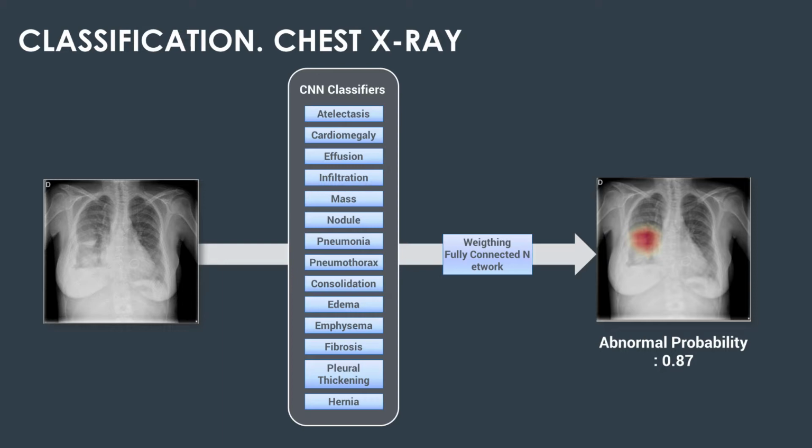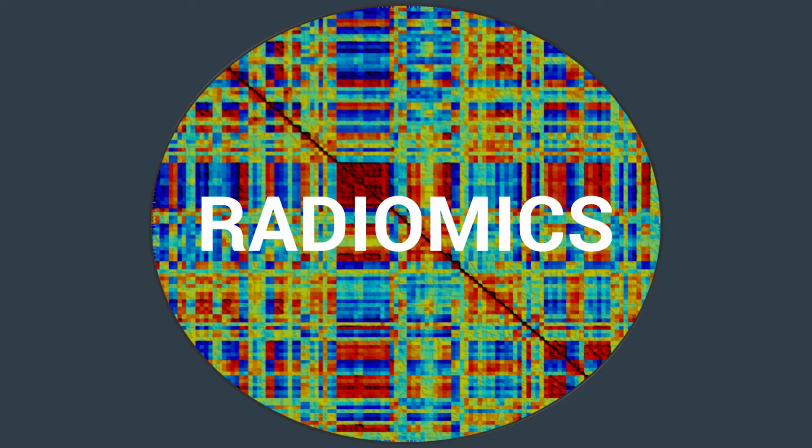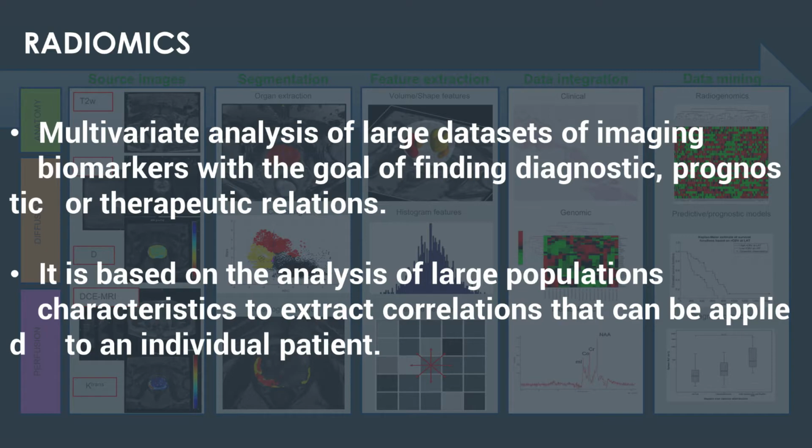And finally, I'm going to introduce a concept that is nowadays on the radiology, which is radiomics. I think that all of you have heard about genomics, proteomics, and all these kinds of sciences. And nowadays, thanks to the huge amount of imaging biomarkers that are extracted from these images, we can speak about radiomics. Radiomics is a multivariate analysis of large datasets of image biomarkers with the goal of finding diagnostic, prognostic, and therapeutic relations.